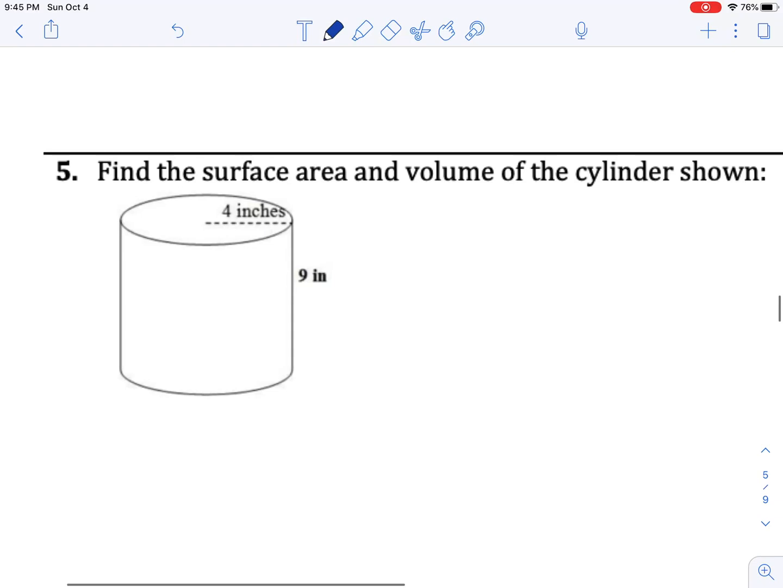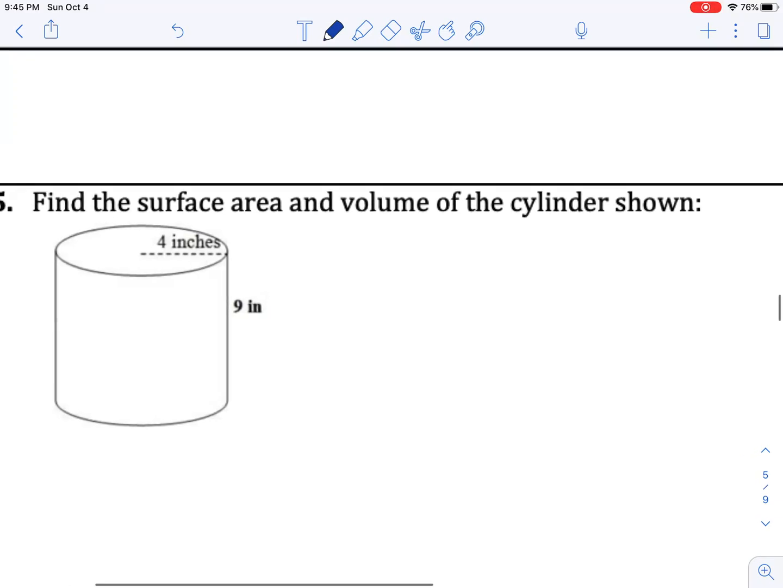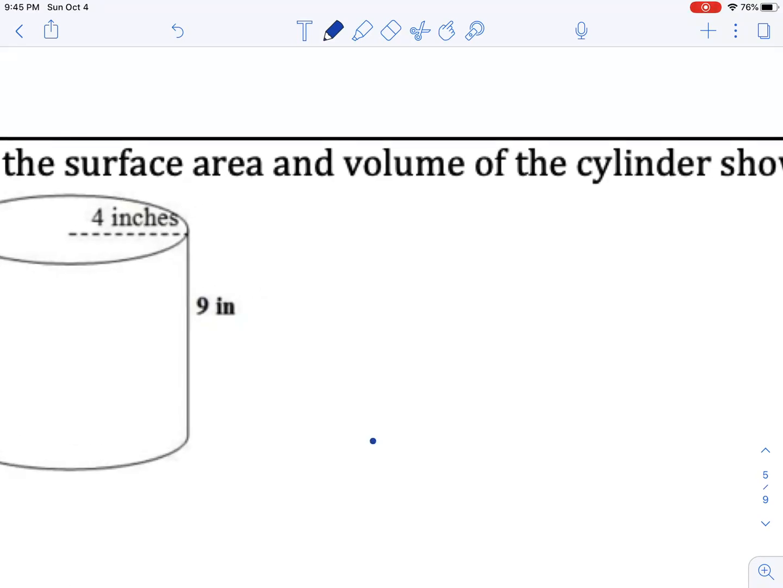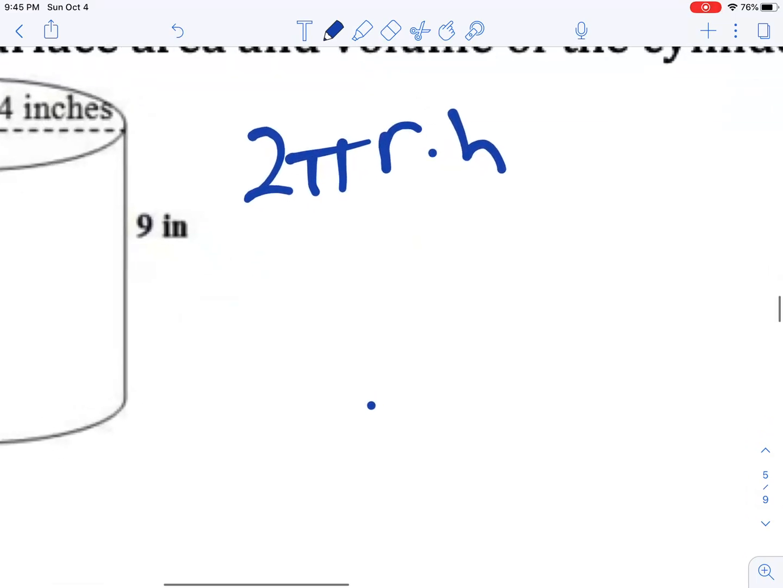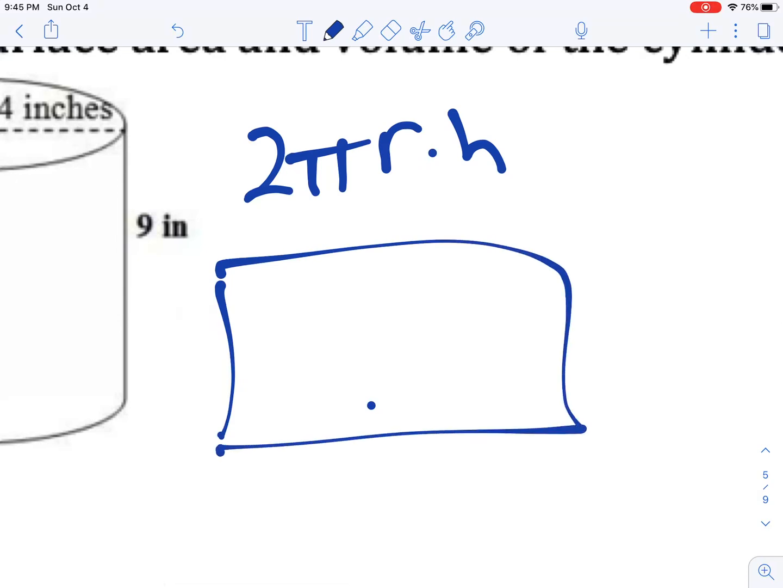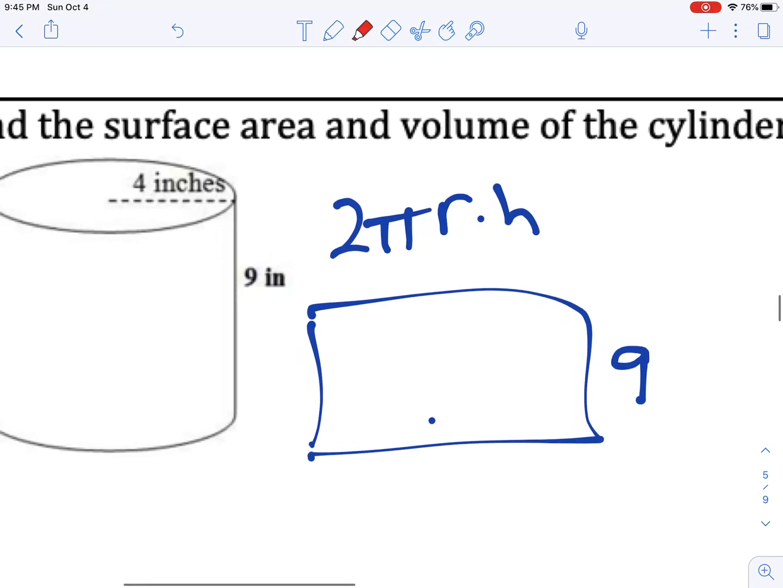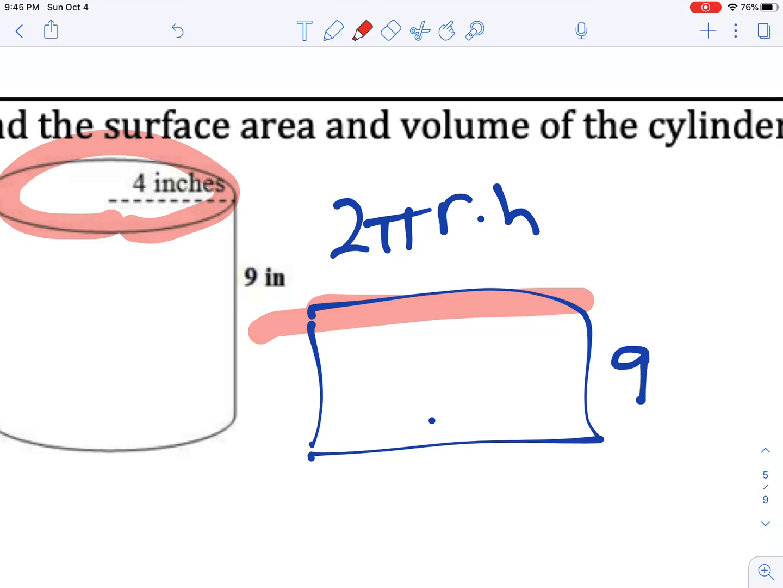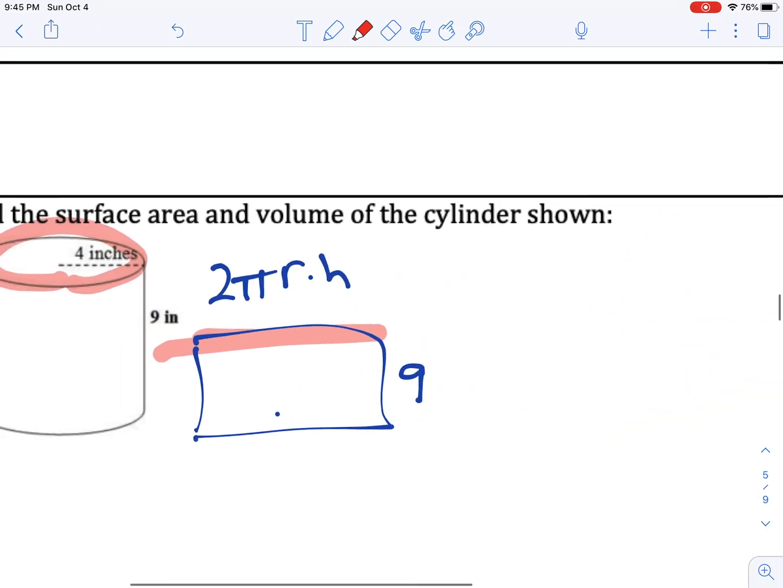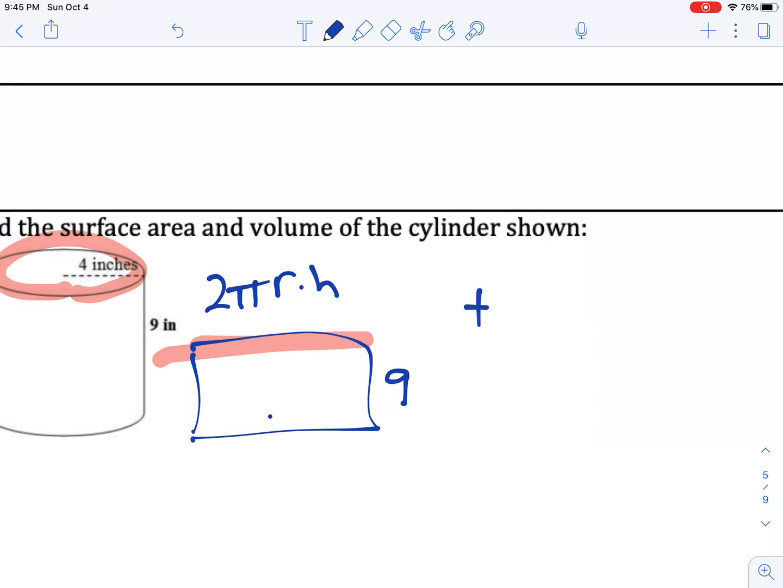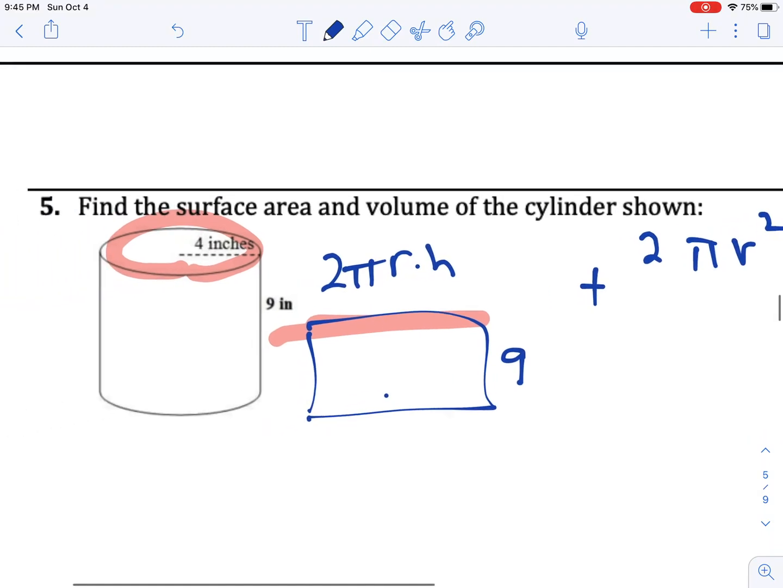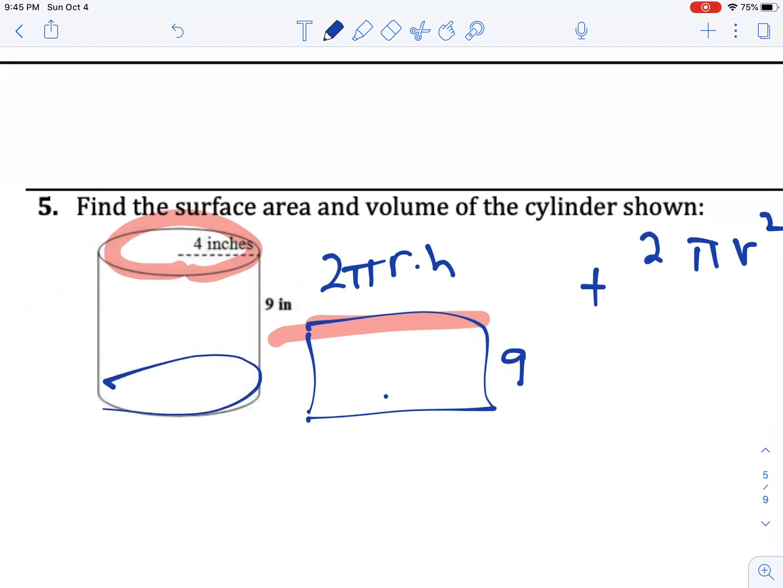Now we go into a cylinder. Find the surface area of the cylinder. Well, we had that nice formula. It was 2 pi r times h, because that was the area of that rectangle when we unwrap the cylinder. The height's 9, and again, the circumference of the circle is going to be the length of the rectangle, so that's why it's 2 pi r. And then times h, and then we're going to add that to 2 times the area of our circle. Pi r squared is the area of the circle. We have 2 of those circles on the top and on the bottom.